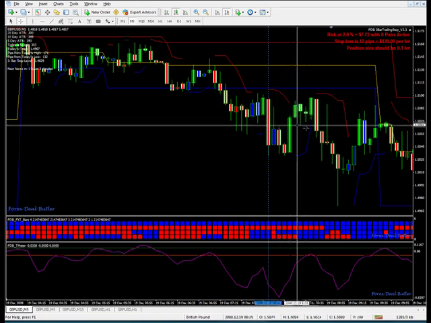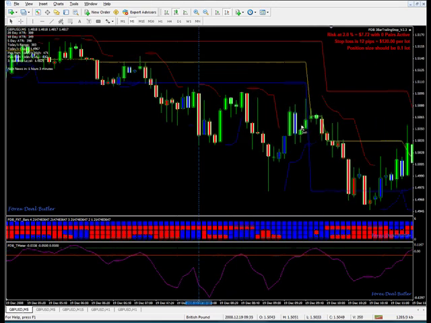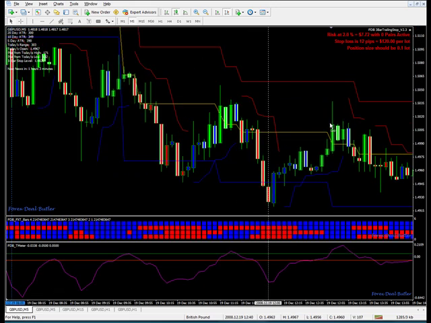Depending on where we would have got in, probably got stopped out at break even, and the market just continues to move down.